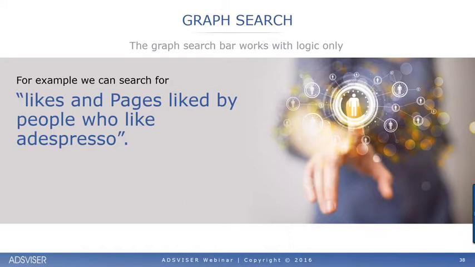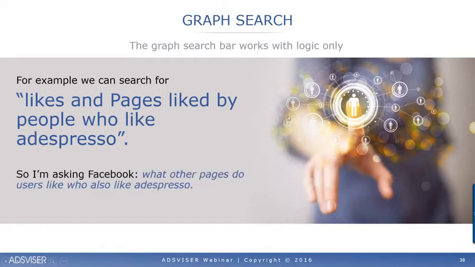It's a bit of a tongue twister, but when you type that in, what we're asking Facebook is, what other pages do users like who also like Adspresso? What that means is potentially I have a product that is similar to Adspresso, and we want to try and figure out what our interests are, and what sort of things we need to target.